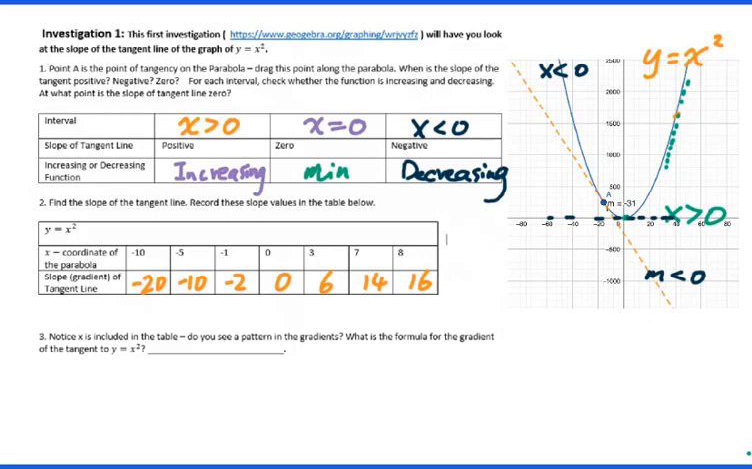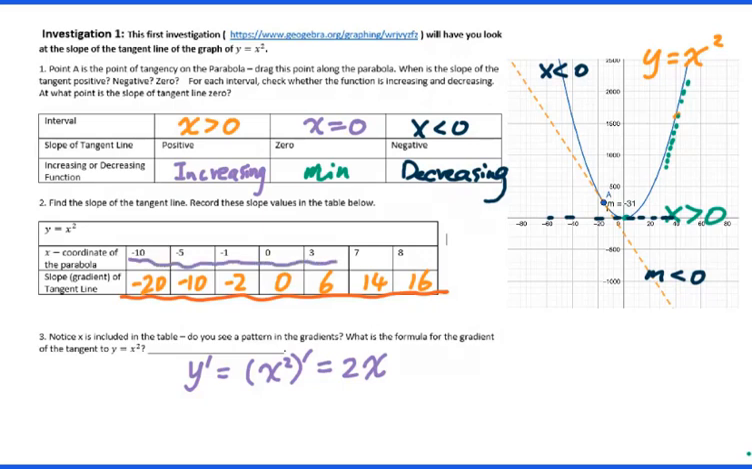What's the formula for the gradient of the tangent to y equals x squared? Let's analyze this table and try to figure out the pattern. Let's use this symbol: y prime equals x squared prime, that equals 2x. You could say for all x, you multiply by 2, and you will get the slope of a tangent line.